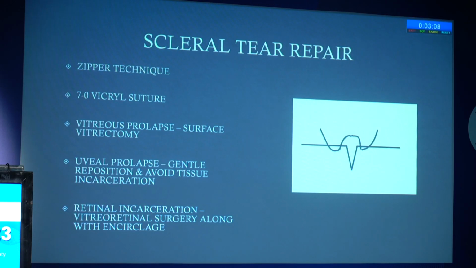The technique of scleral repair which was taught to us was the zipper technique. In the zipper technique, you use a micro suture, and the way of doing it is you have to come out just before the margin, go back in, and then take a bite again. What this will do is not just oppose the tear, but also the margin will turn slightly inwards so that there is no incarceration of the tissue. Very, very important. If vitreous is there, do a vitrectomy, not just with the Weck sponges. If there's uveal prolapse, gently reposit the uveal tissue, avoiding tissue incarceration, and retinal incarceration, if it's there, we have to manage with additional encirclage and with vitrectomy.